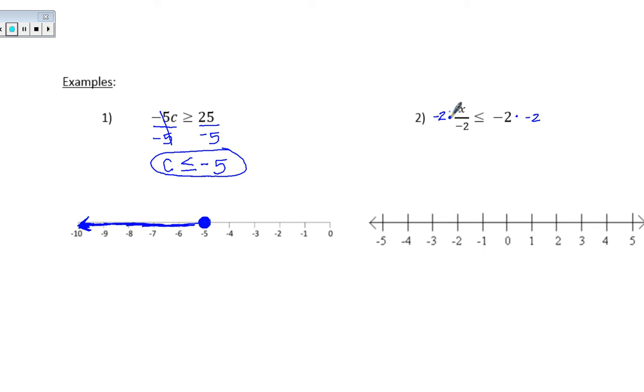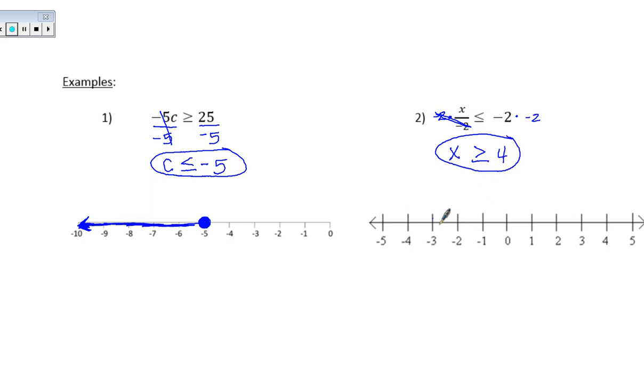So go ahead and isolate this variable to -2 times x divided by -2. These -2's are going to cancel each other out and become 1. So we just have our x left over. -2 times -2 is +4. We started with a less than or equal to sign, so we need to flip this so that we are paying attention to those negative rules, and now our final answer becomes x is greater than or equal to 4.